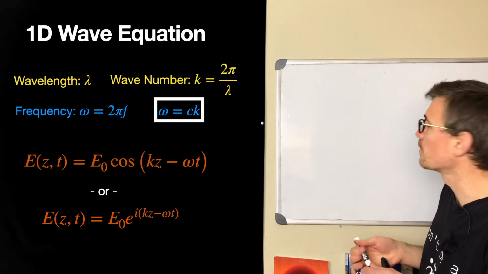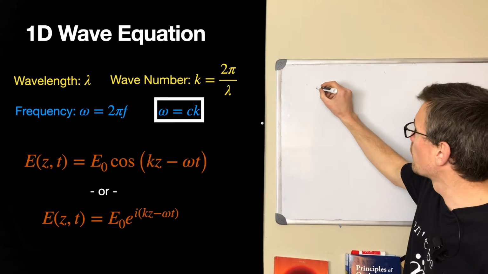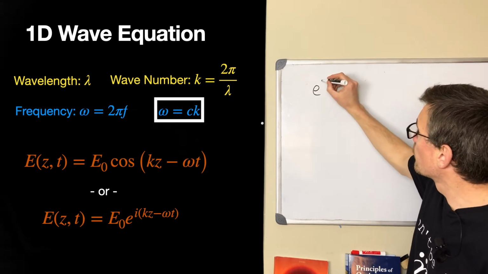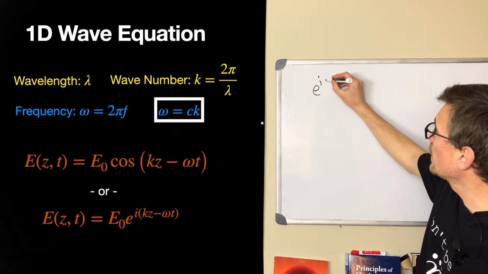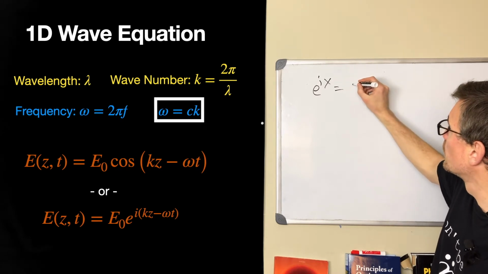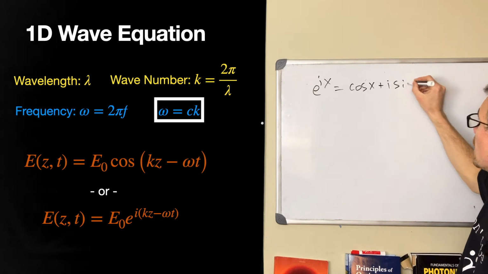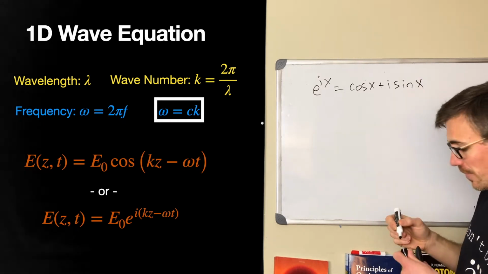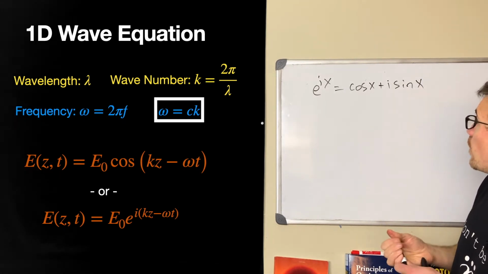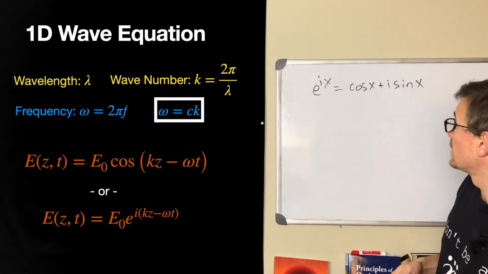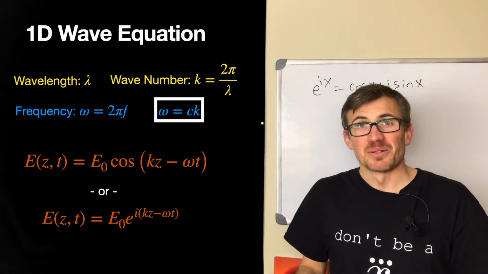And remember, this all comes from this formula. This might be a review for you. If not, we're just going to use this quite a lot in the course. e to the i x is equal to cosine x plus i times sine of x. That's Euler's formula. Okay, and we're going to use that a lot for x is equal to kz minus omega t. Okay, we're still in one dimension.